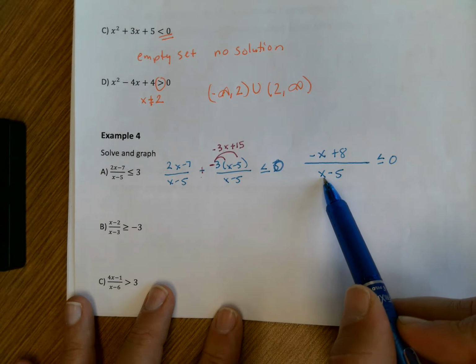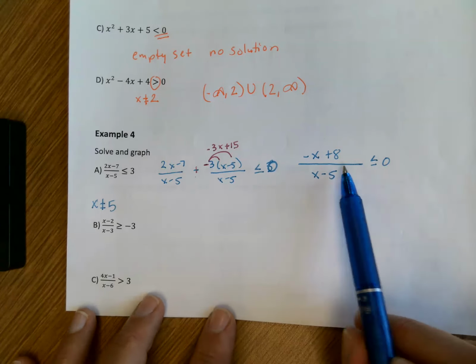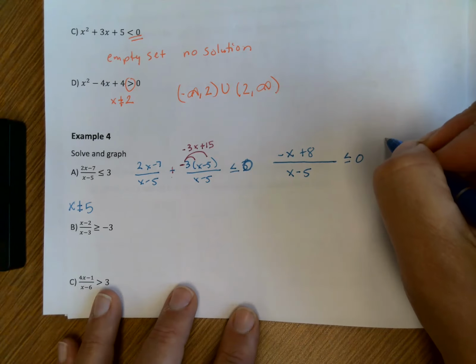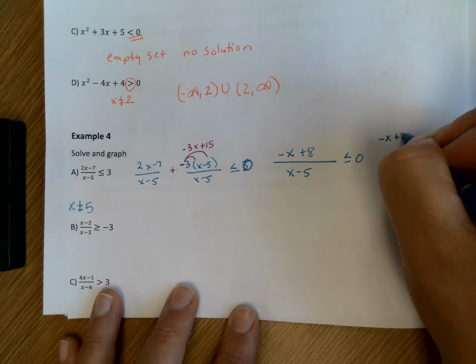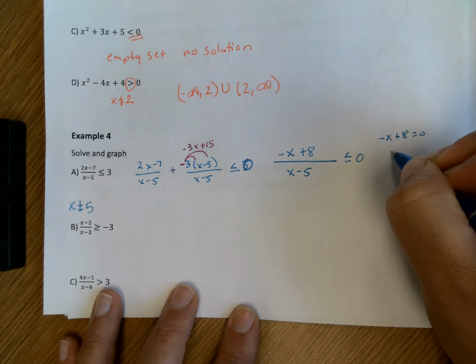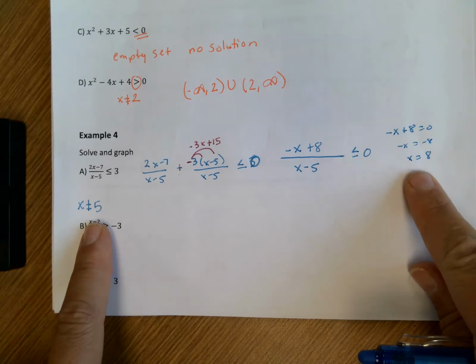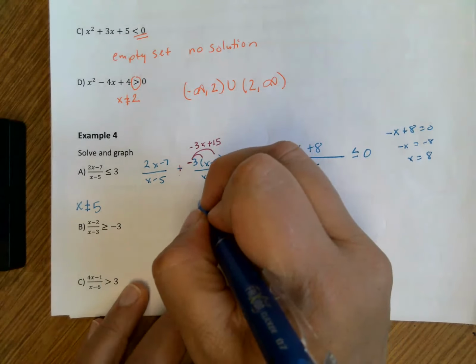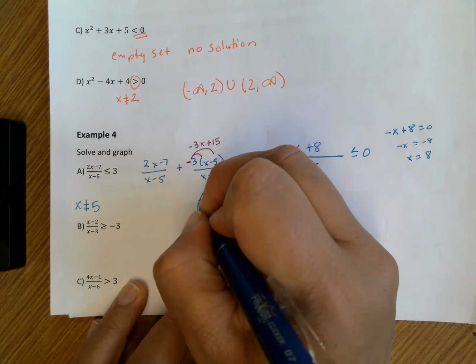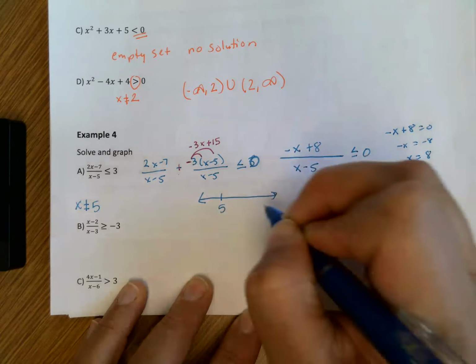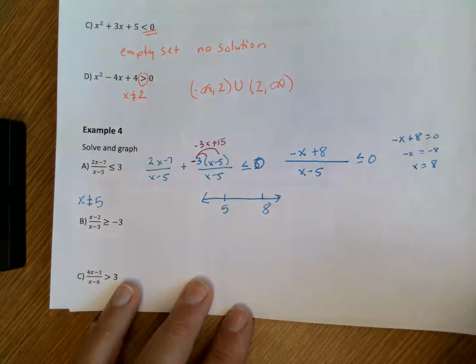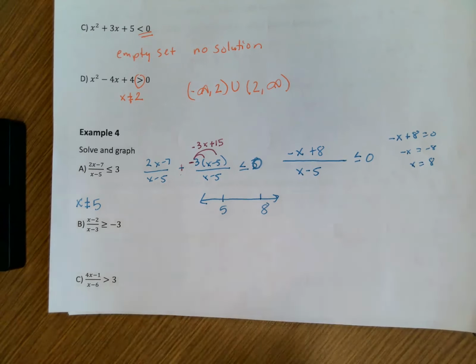When I'm solving an equation for 0, I'm really just focusing on the top portion, the numerator. If that was equal to 0, what would x be? So I would subtract the 8, and then I would divide by negative 1. It would be an 8. So these are our points that we're going to test in between. So when I'm graphing this, I have 5 and I have 8. I know for sure 5 is not included.